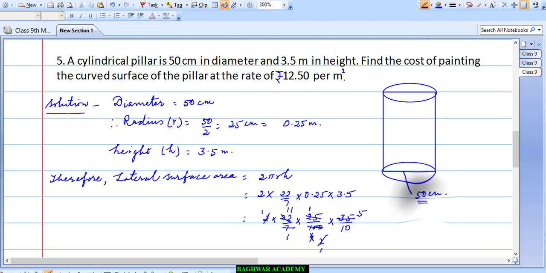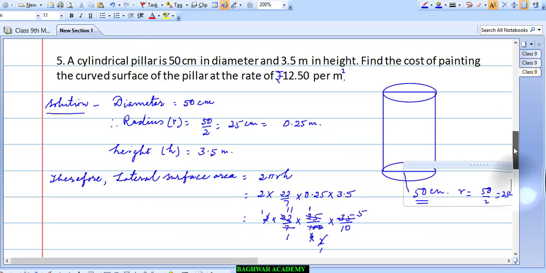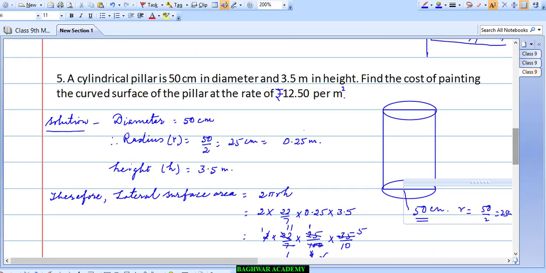So again, if you have 50 centimeter, your R will be what? 50 by 2. It means 25 centimeter. And when you are converting this into meter, it will be 25 divided by 100. It means 0.25 meter. This you have got. Height is what? This height has been given, and that is 3.5 meter.